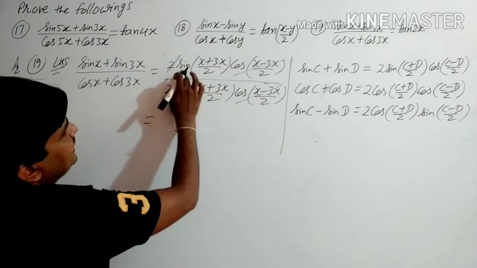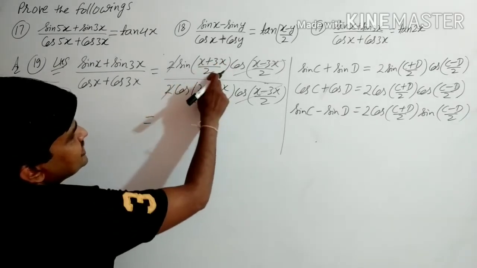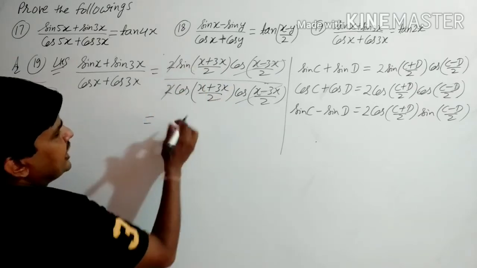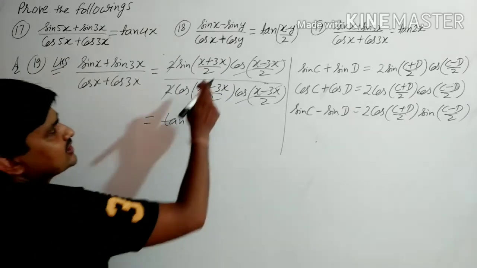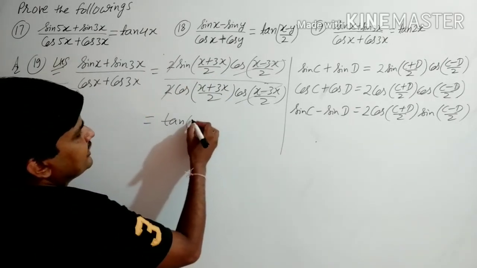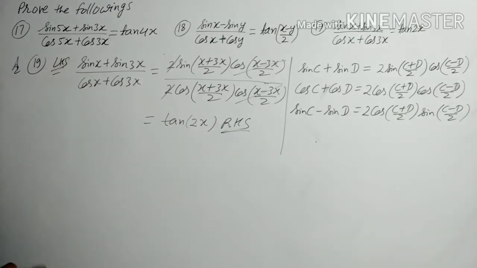And here we get sin upon cos. See, the angle is the same, (x+3x)/2 in both. So sin upon cos can be written as tan, and x + 3x equals 4x, divided by 2. So we get tan 2x, which is equal to RHS. So these are questions number 17, 18 and 19. Now let's come to some more questions.